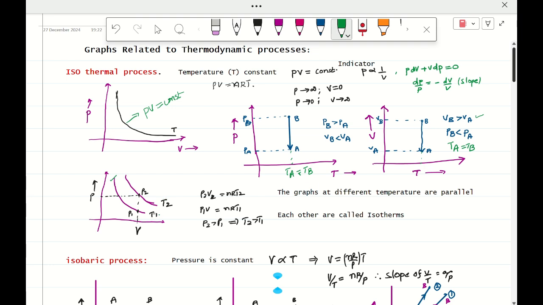So that is T1 and T2. Along the first line, temperature is constant, T1. Along the second line, temperature is constant, that is T2. So these two temperature graphs are isothermal graphs, PV graphs in the isothermal process. The graphs at different temperatures are parallel to each other. They are called isotherms, means same temperature. So these are the 4 types of graphs for the isothermal process.